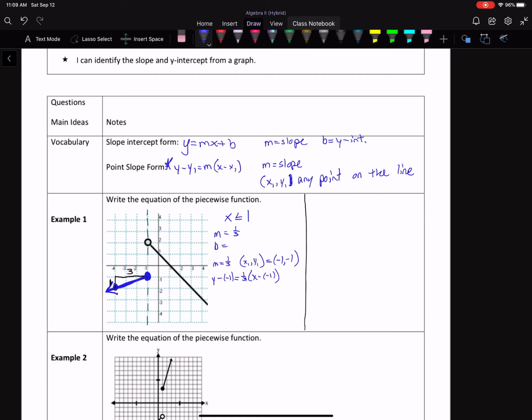Through the magic of algebra and doing a little bit of cleaning up here, we can simplify this to y plus 1 equals 1/3 times x plus 1. We can distribute the 1/3, and we might as well go ahead and subtract 1 from both sides. So y equals 1/3 x minus 2/3. And if you continue that line, that's about where it crosses. You maybe could have made an educated guess, but I'd rather see an exact answer. So we have our first part of the piecewise function right here.